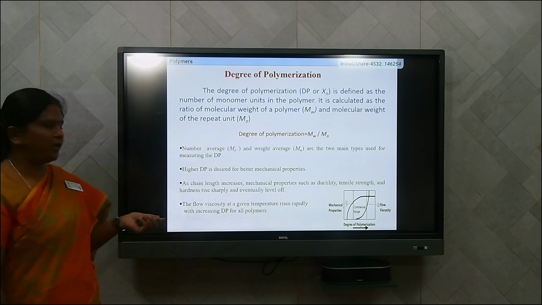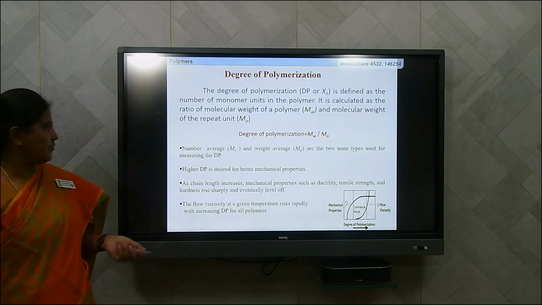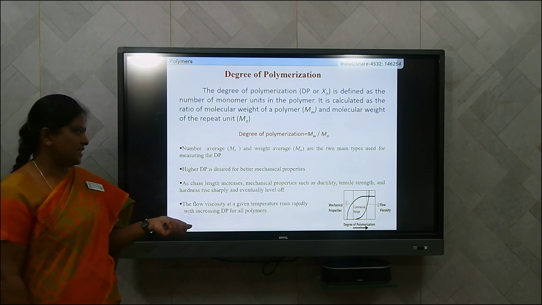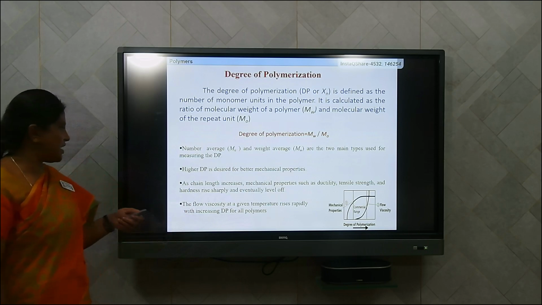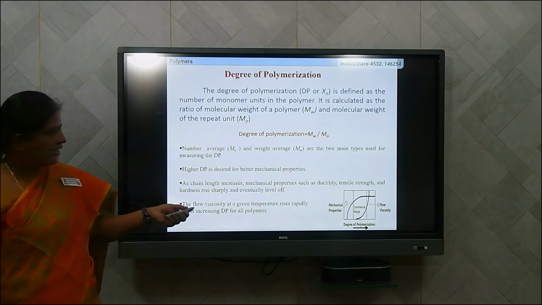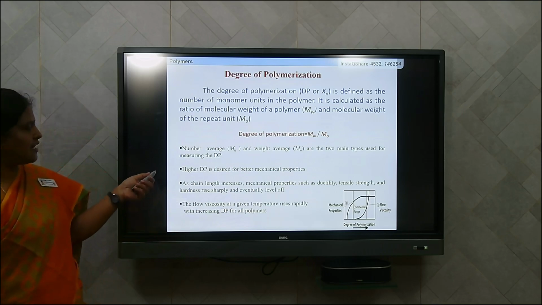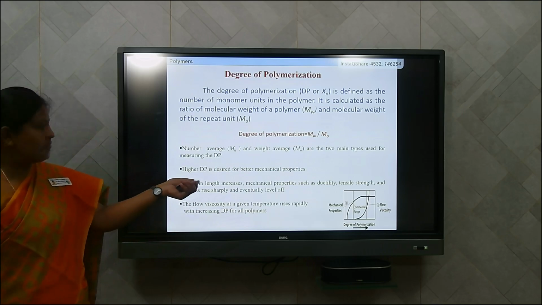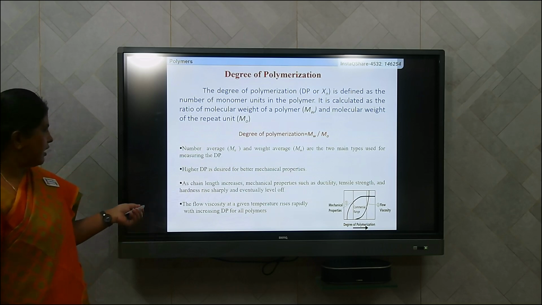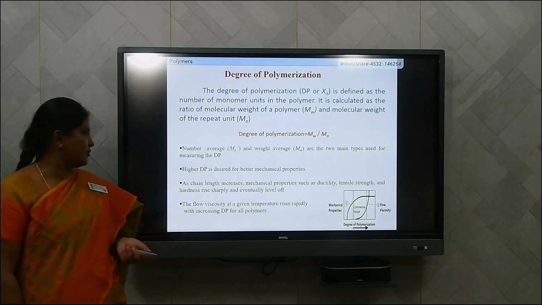Higher the degree of polymerization, better the mechanical properties. As chain length increases, mechanical properties such as ductility, tensile strength and hardness rise sharply and eventually level off. You can see the picture here. Here the mechanical property slowly increases and finally remains constant. And the viscosity of polymer at a given temperature rises rapidly with increasing degree of polymerization.